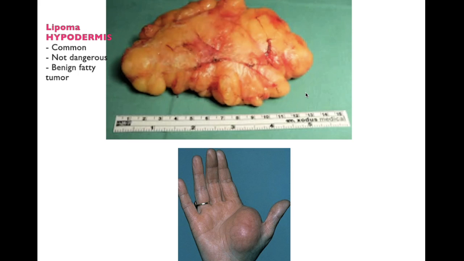So if your mom has a lot of lipomas, there might be a chance that you might also be predisposed to having this condition. And it appears as a very movable, squishy lump on the outside of the skin. You do not have to have it removed, but some people like to.